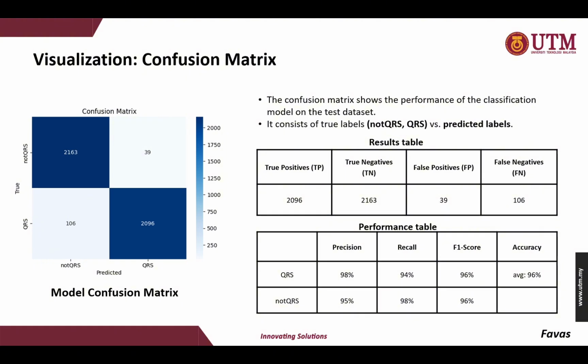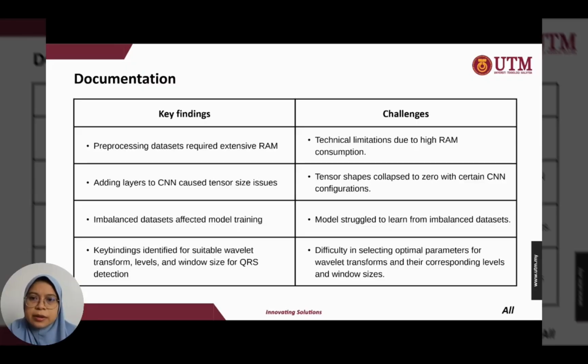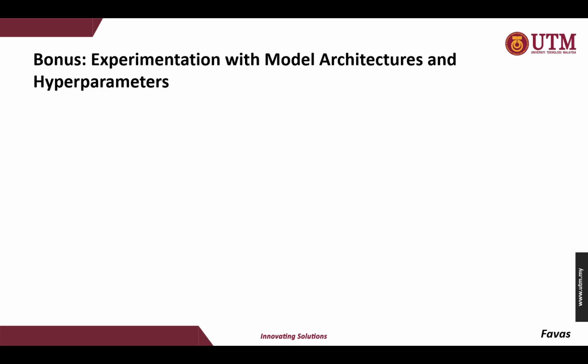Okay, for documentation, our key findings are that pre-processing the dataset requires extensive RAM, adding layers to the CNN caused tensor size issues, and the imbalanced dataset affected model training. Key findings were also identified for suitable wavelet transform levels and window size for QRS detection. The challenges are technical limitations due to high RAM consumption, tensor shapes collapsing to zero with certain CNN configurations, models struggling to learn from the imbalanced dataset, and difficulty in selecting optimal parameters for the wavelet transform and their corresponding levels and window size.